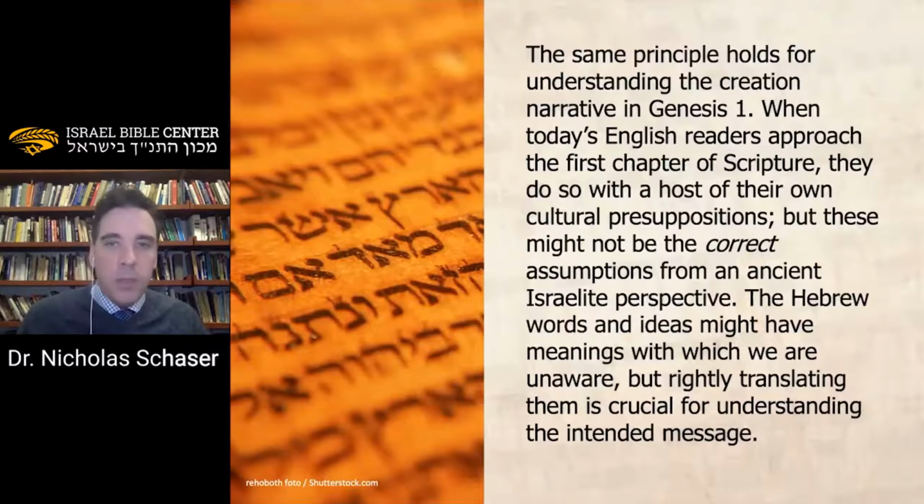English readers come up to the first chapter of the Bible, and they do so with a host of their own cultural presuppositions. But these might not be the correct assumptions from an ancient Israelite perspective. The Hebrew words and ideas might have meanings with which we are unaware, but rightly translating them is crucial for understanding the intended message of Genesis 1.